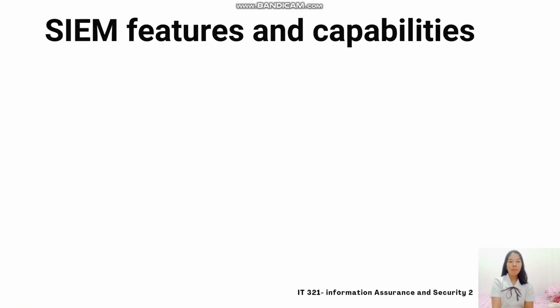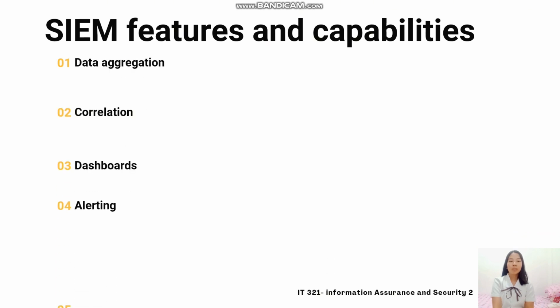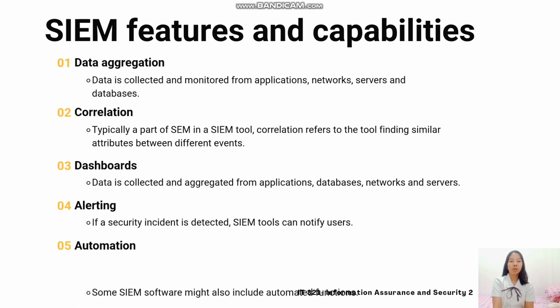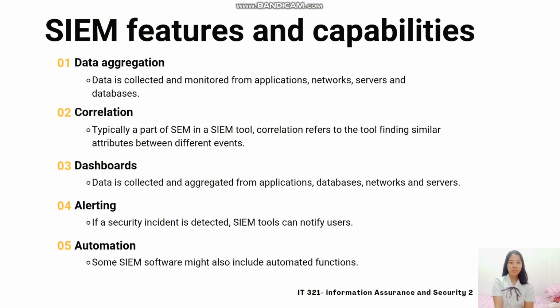SIEM features and capabilities. First, data aggregation, correlation, dashboard, alerting, and automation. Data aggregation, data is collected and monitored from applications, networks, servers, and databases. It also helps organizations to achieve specific business objectives.